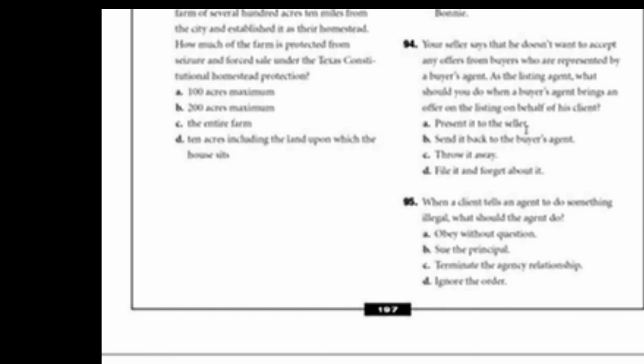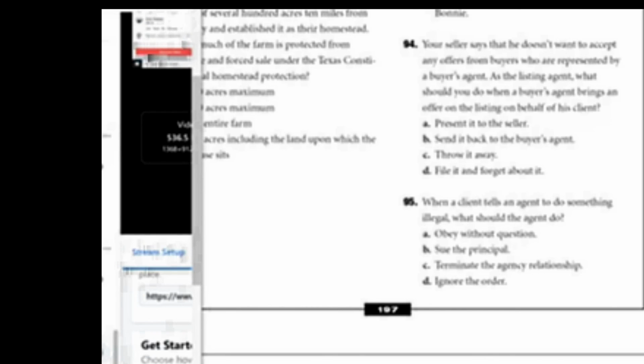So 94, you're going to throw it away? You're going to file it? You're going to hold it? What are you going to do? Okay, guys, answer. No answers? 94A, very good.